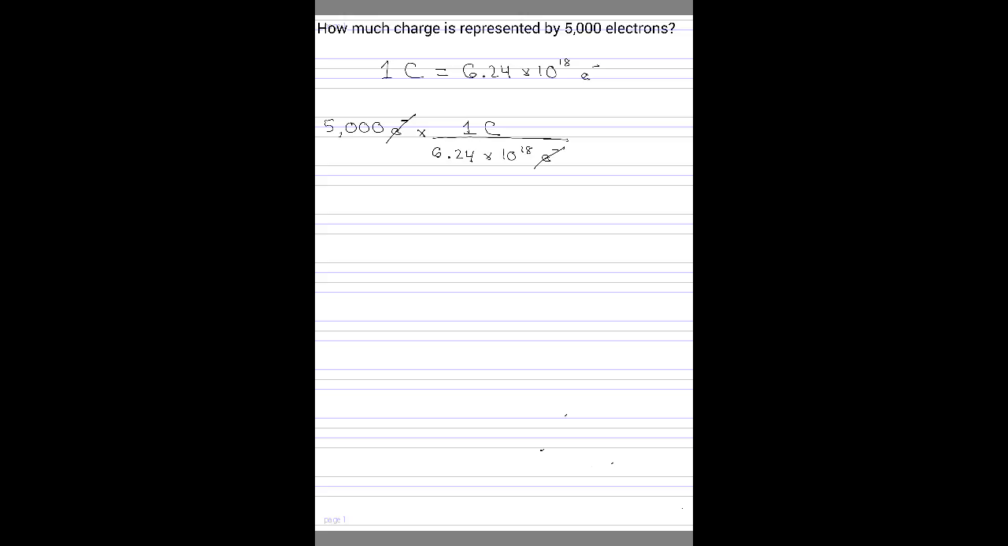which would give you something that's on the order of 10 to the negative 15th, or if you want to take it a step further, you notice that the coefficient 5 is smaller than the coefficient 6.24, so we're going to have an additional negative order of magnitude. Therefore, we're not surprised when we get the result from our calculator, which says this is equivalent to 8.01, rounded to 3 significant digits, times 10 to the negative 16th coulombs.